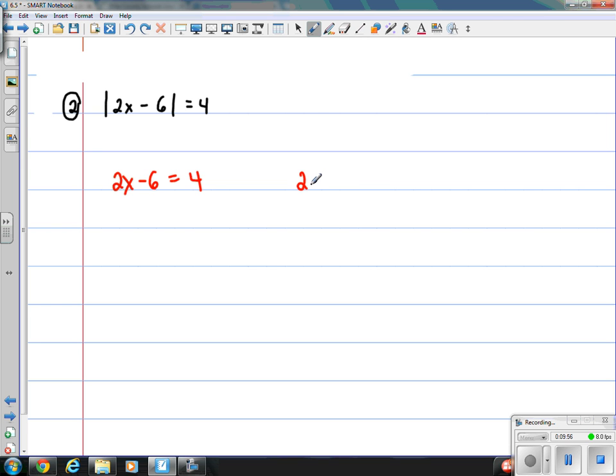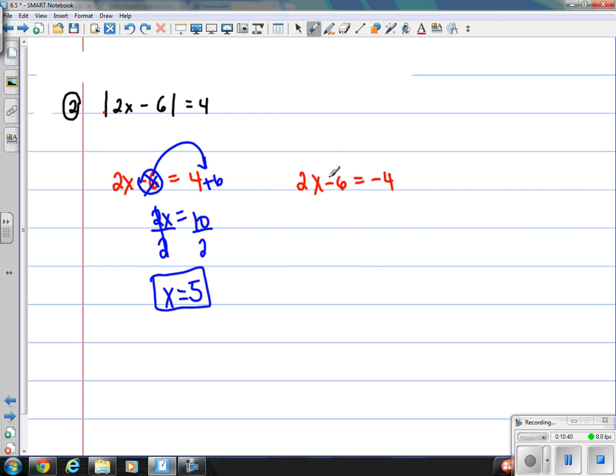Then for our second case, we have the absolute value of 2x minus 6 becomes 2x minus 6 equals, except on case 2, instead of equaling a positive 4, it's going to equal a negative 4. So now we just solve each case separately. To solve for x, we have to take my minus 6 and make him a plus 6. So he disappears from the left. I get 2x equals 4 plus 6, which is 10. Now to solve for x, we're going to divide both sides by 2. The 2's cancel. x equals 5.